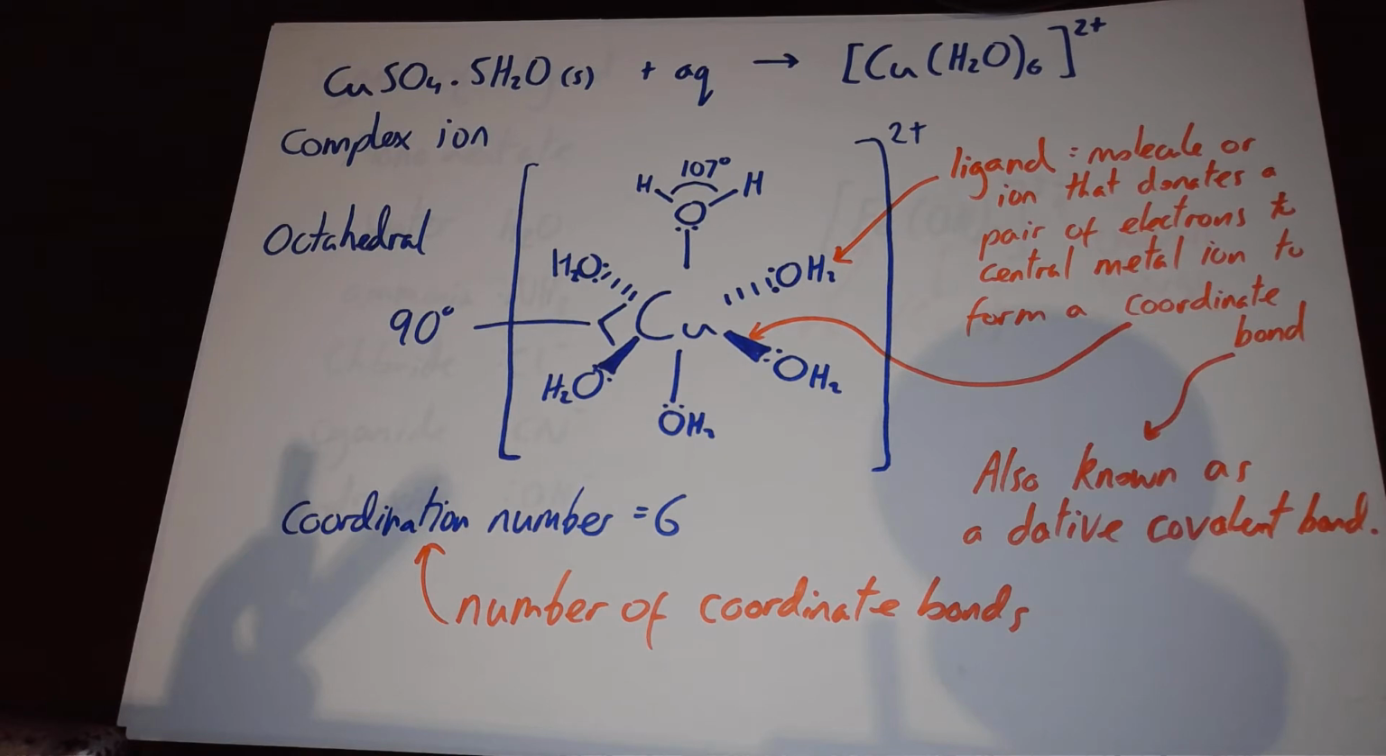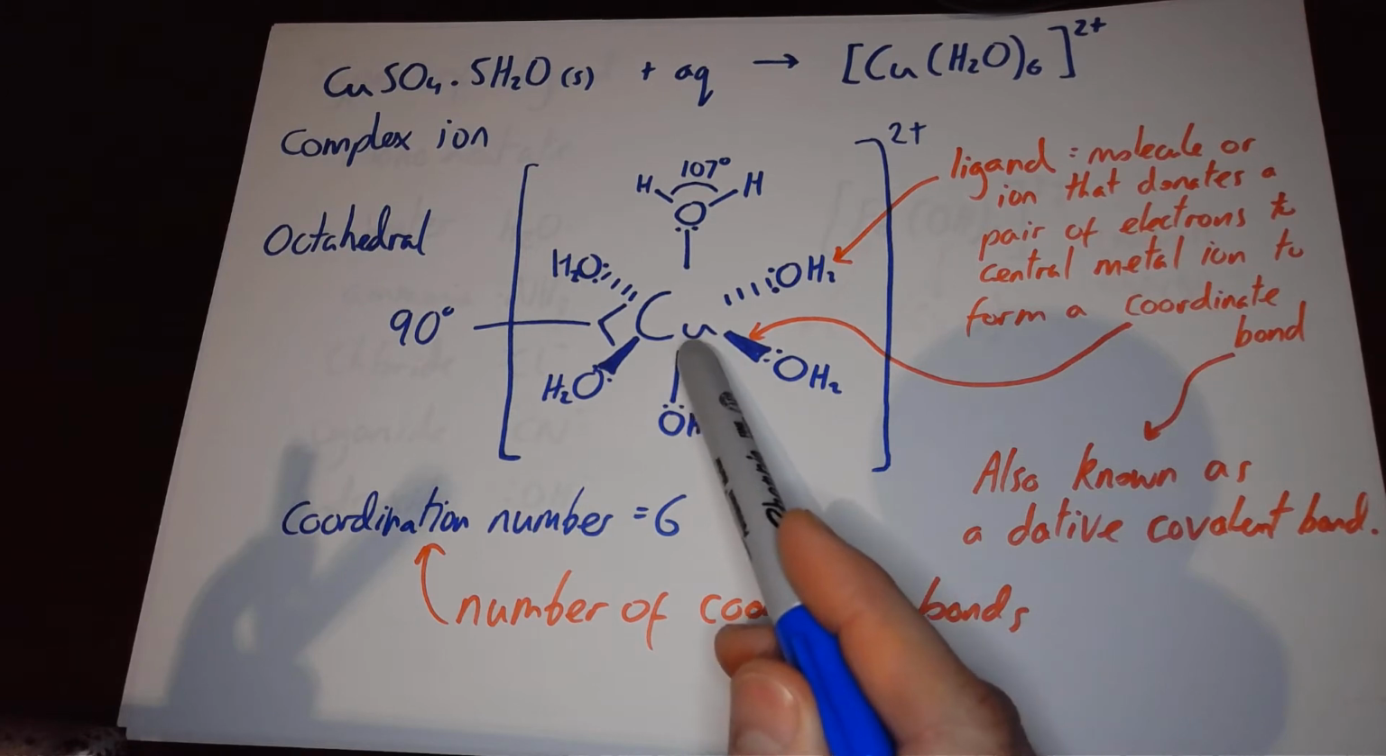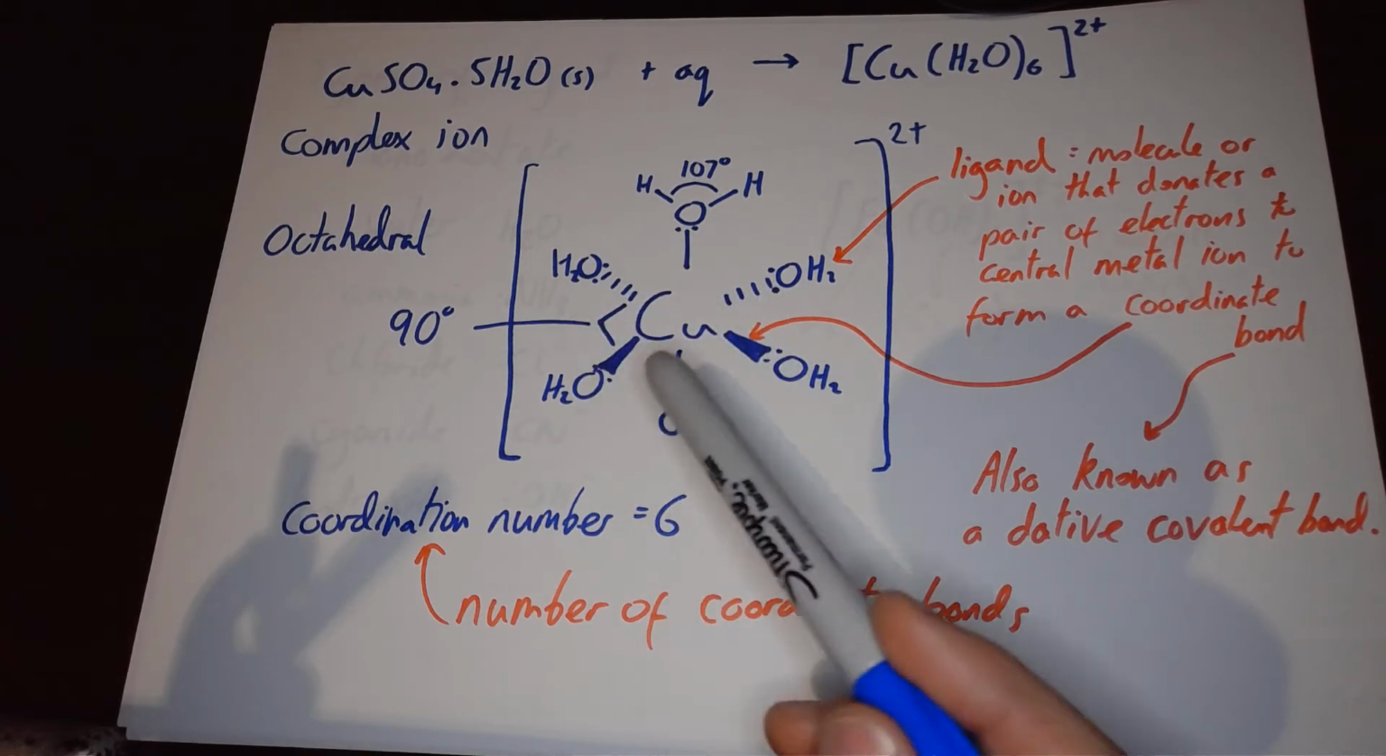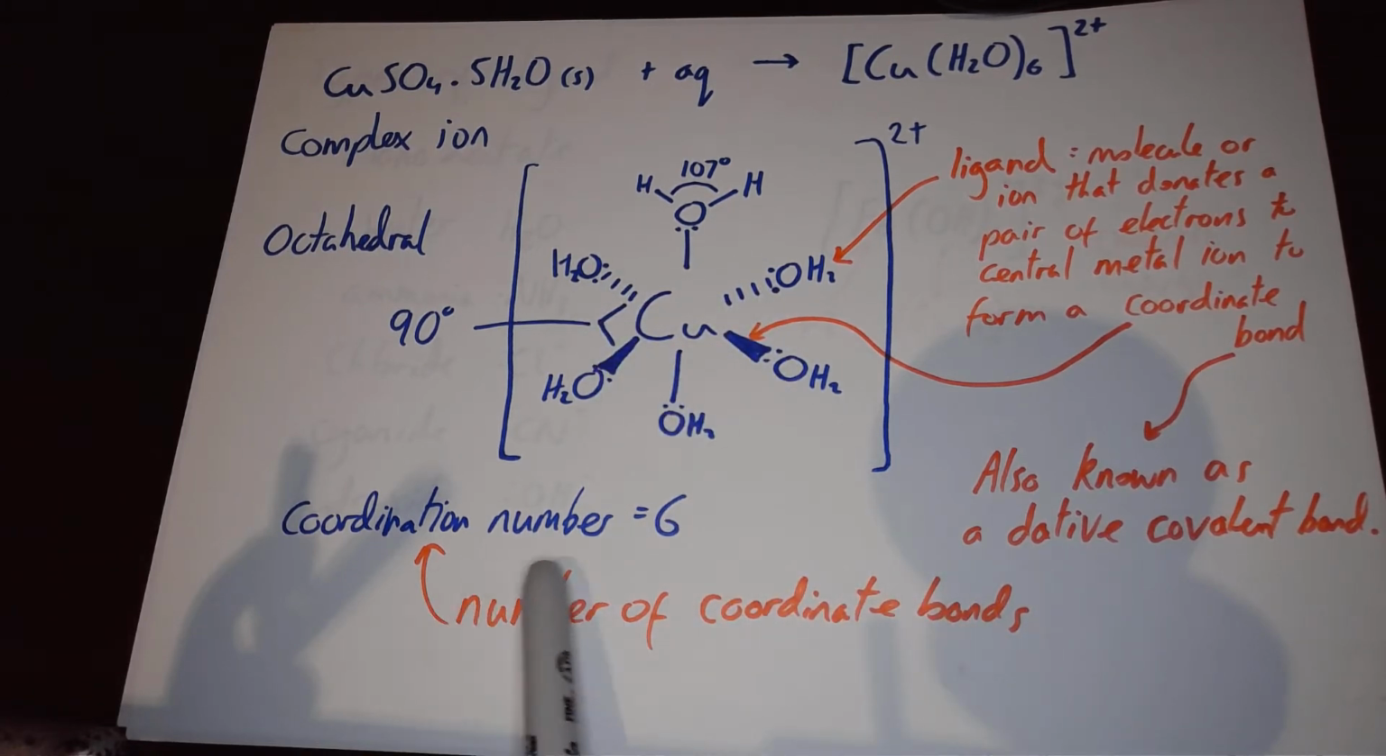A ligand is a molecule or an ion that donates a pair of electrons to a central metal ion to form a coordinate bond. So this copper 2+ ion has 6 coordinate bonds. So we say its coordination number is 6. The coordination number is 6, which is the number of coordinate bonds.